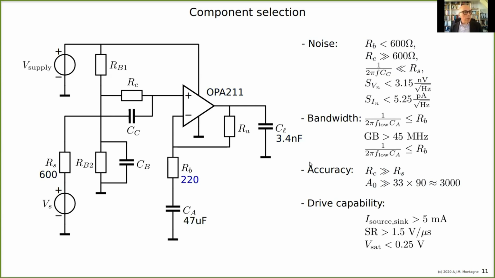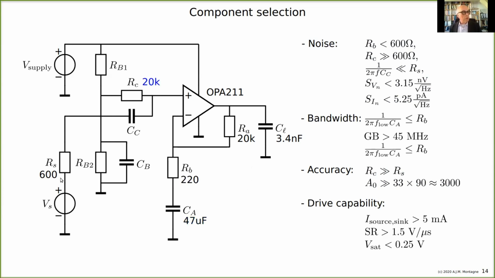So here are the values that I selected. I selected 220 ohms for this, which is much smaller than 600 ohm. This one has 1 nanovolt per square root of Hertz and about 1 or 2 picoamps per square root of Hertz noise, which is far below the spec. We can view the data sheet later. This one is definitely a short at 100 Hertz with respect to 220 ohm.